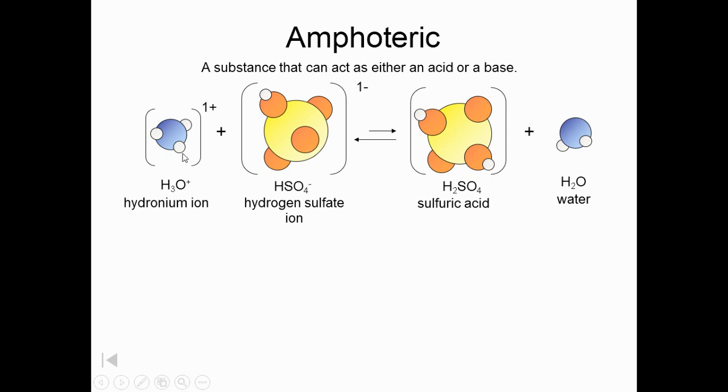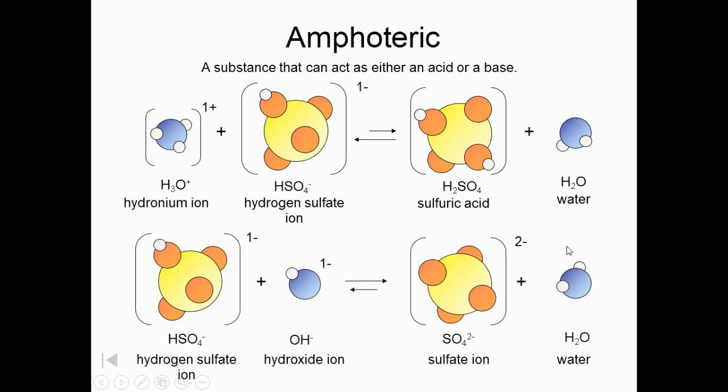Now, if we look at this, the hydronium ends up becoming water. So that makes the hydronium the acid and the water its conjugate base. Now, if we look here, the hydrogen sulfate is accepting a proton from the hydronium, so it must be acting as a base, and the sulfuric acid is its conjugate acid.